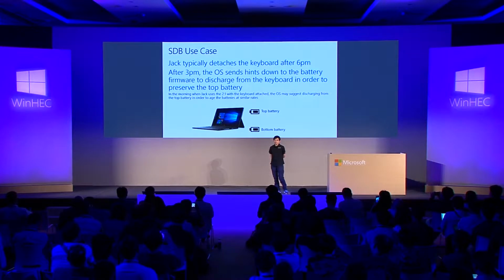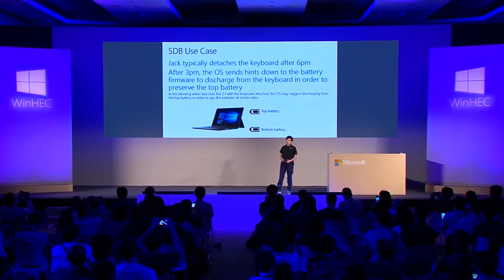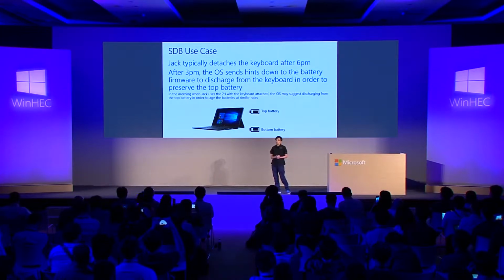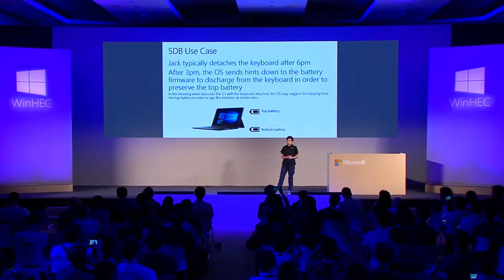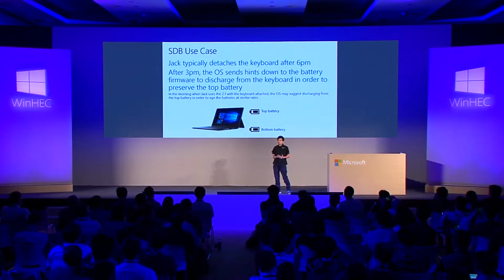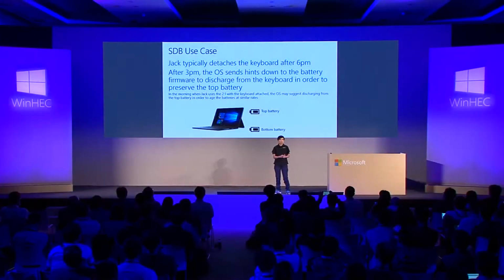So let's consider this software-defined battery use case. Jack has a device with 2 batteries, one in the top, one in the bottom. The OS learns that Jack typically detaches the keyboard after 6 p.m. So starting at 3 p.m., the OS sends hints down to the battery firmware to discharge from the keyboard in order to preserve the top battery. In the morning, the OS may suggest discharging from the top battery in order to age the batteries at a similar rate.